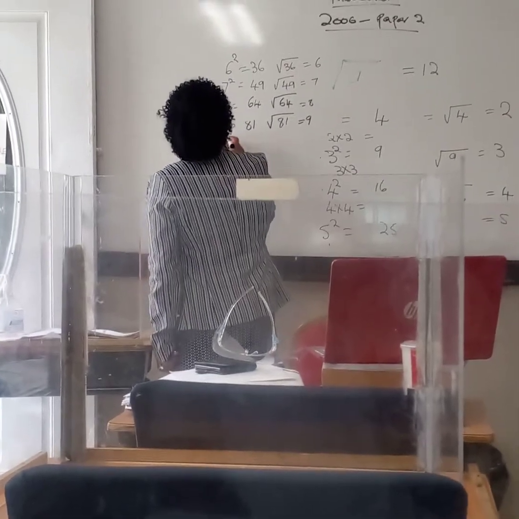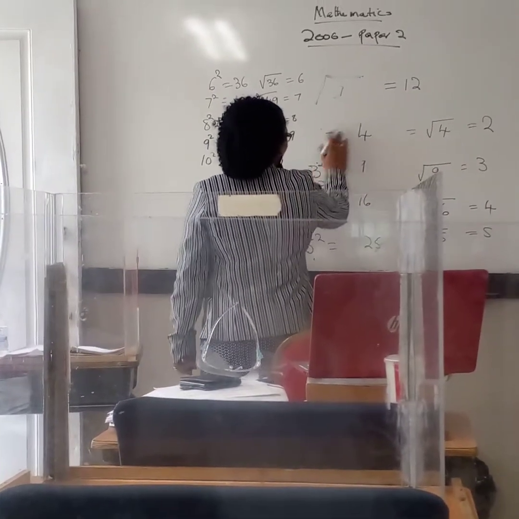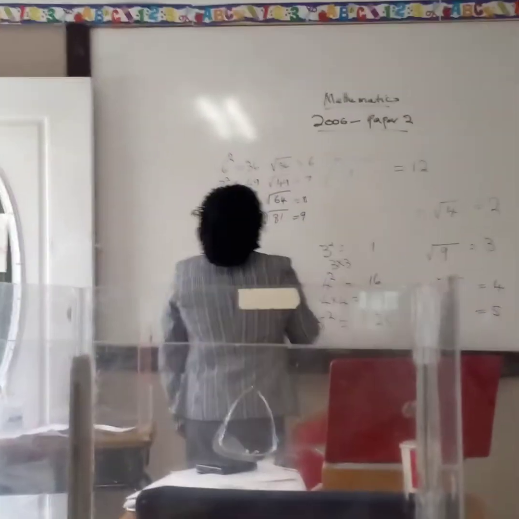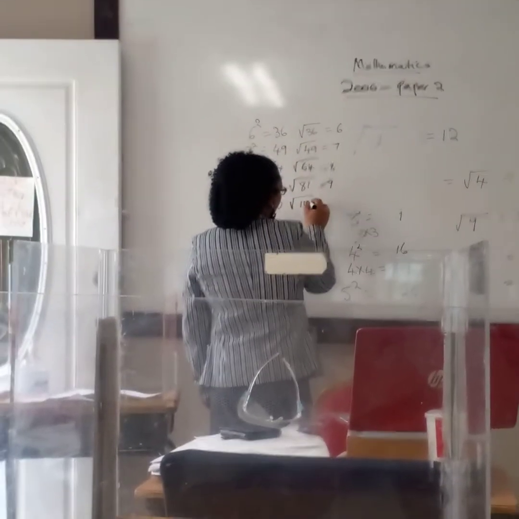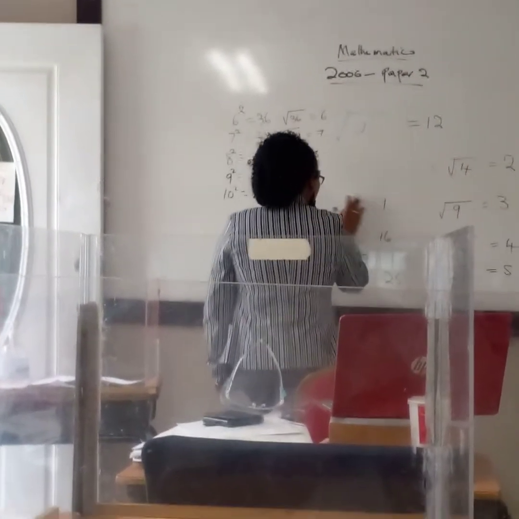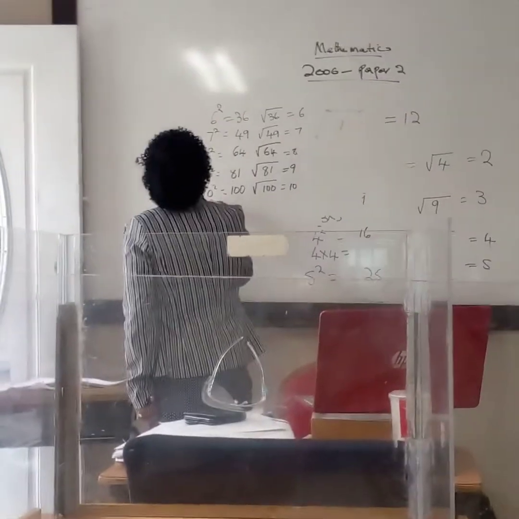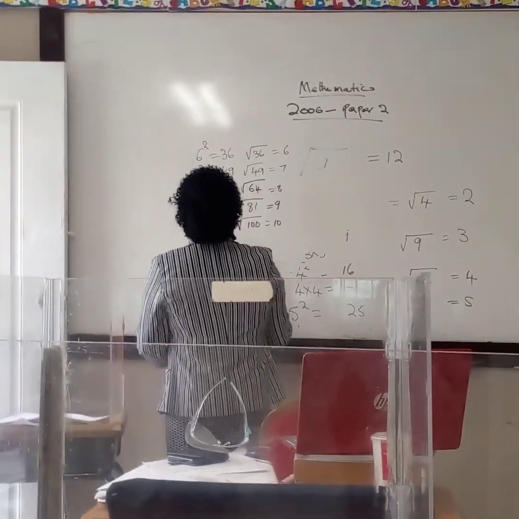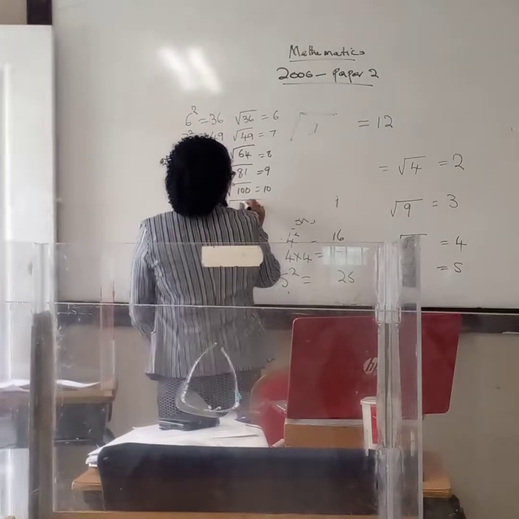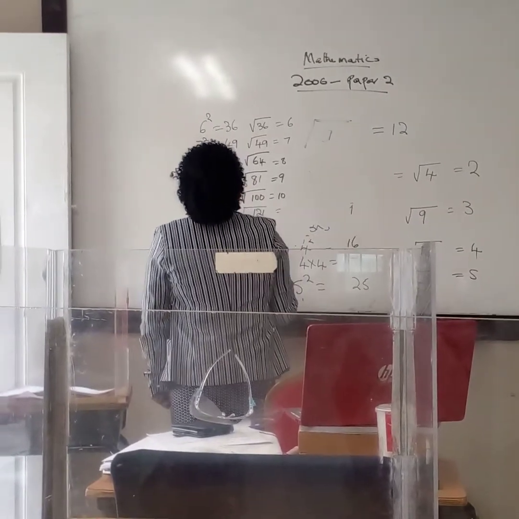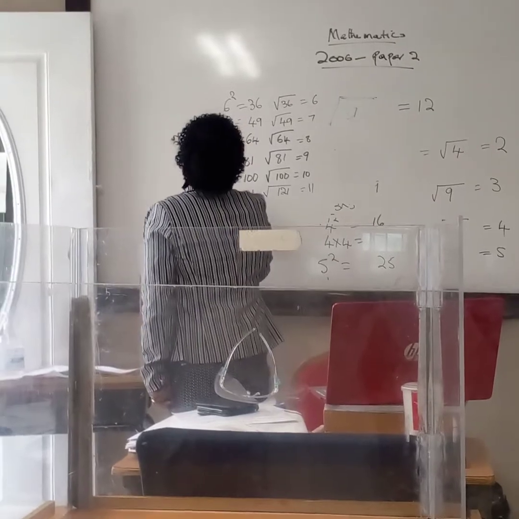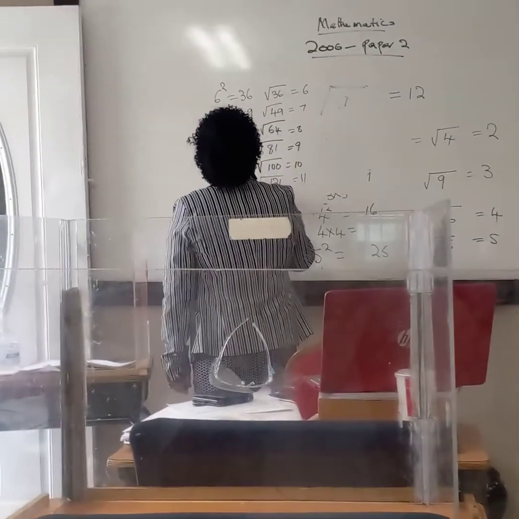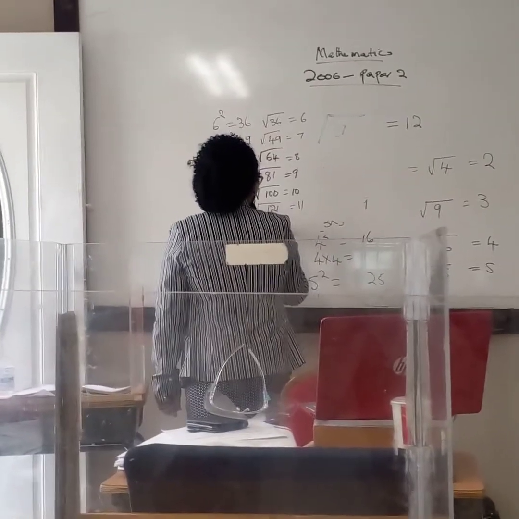What is 10 squared? Hello, that's the easiest one. 10 squared is 100. 10 times 10 is 100. So what is the square root of 100? It's 10. Moving on. What is 11 squared? 121. Everybody is supposed to know up to the 12 times table. So what is the square root of 121? 11. What is 12 squared? 144. So what is the square root of 144?